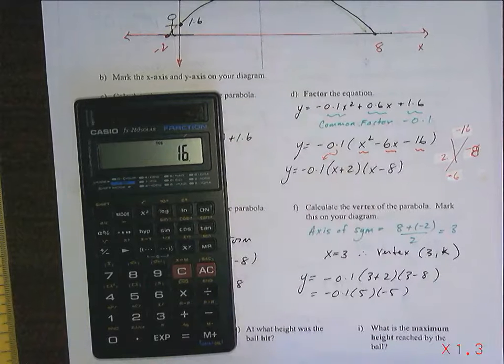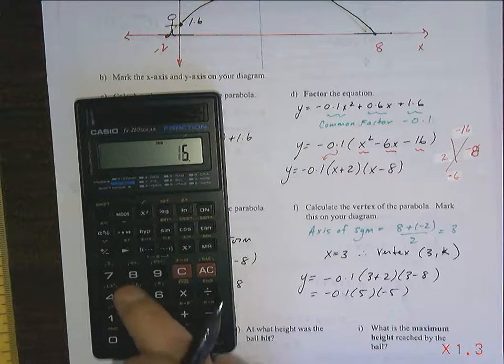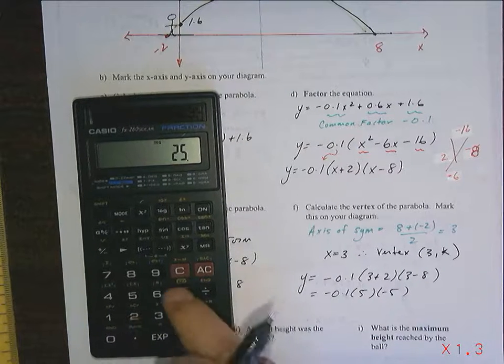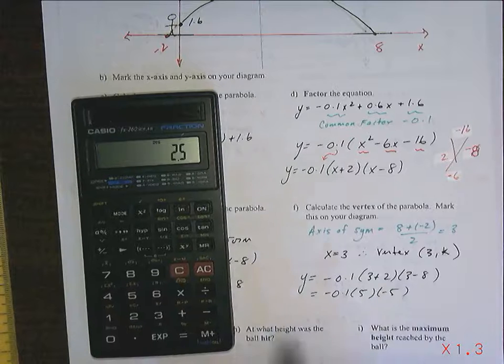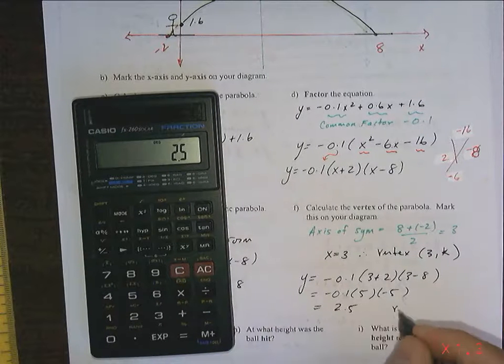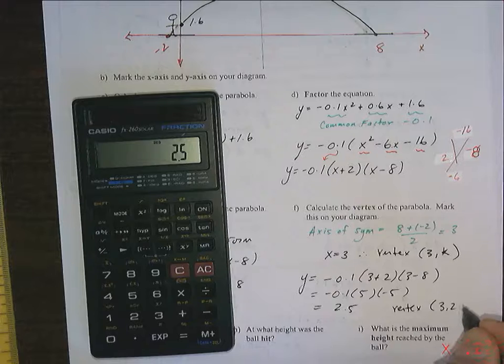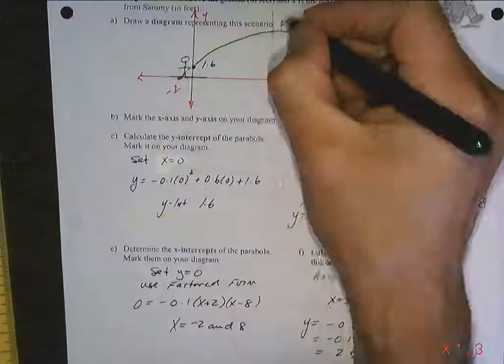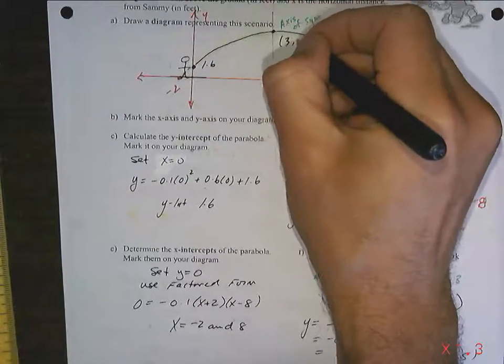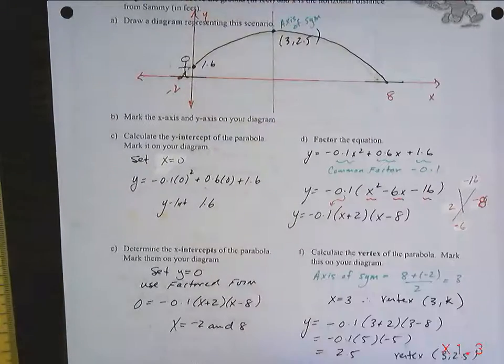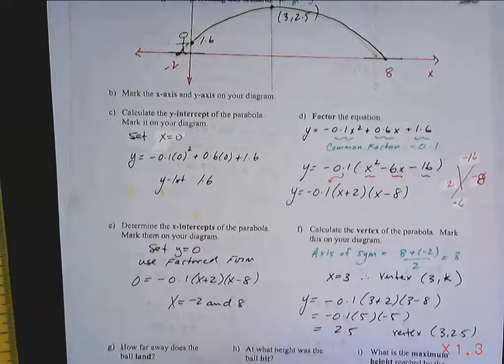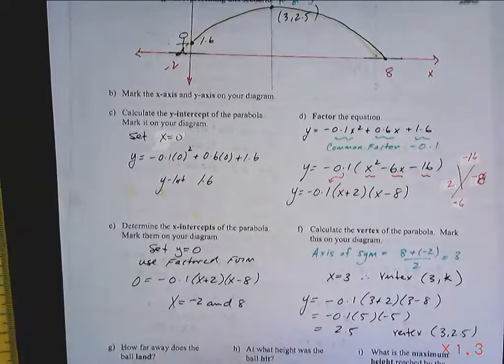And I think I've done this before. I think it's going to be 2.5, but let's see. It is. Negative times a negative is positive. So my vertex is going to be (3, 2.5), which is way up here. Which means that it's going to hit a maximum height of 2.5 feet, and it's going to be 3 feet after good old Sammy hits it.